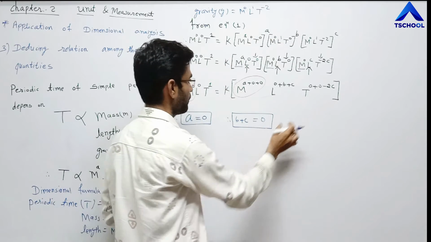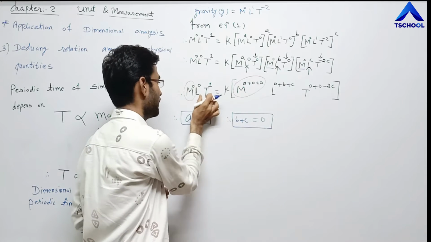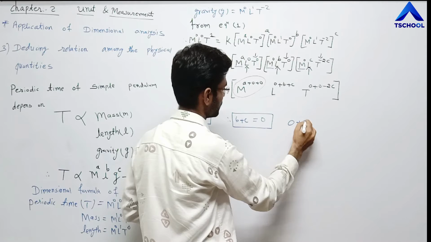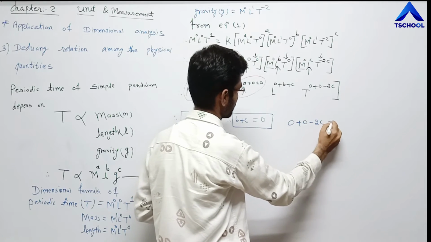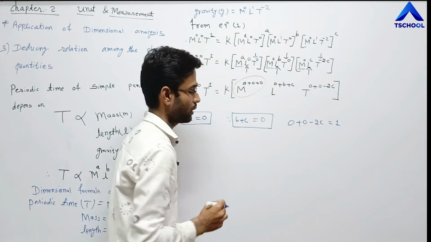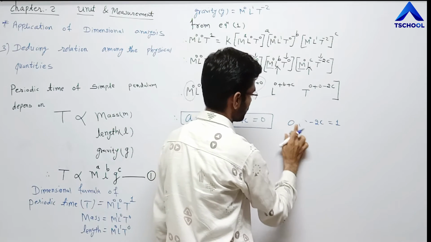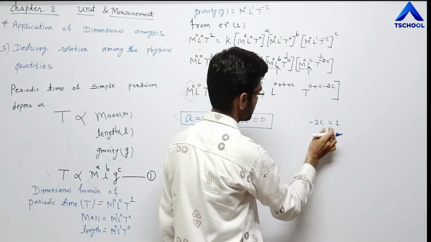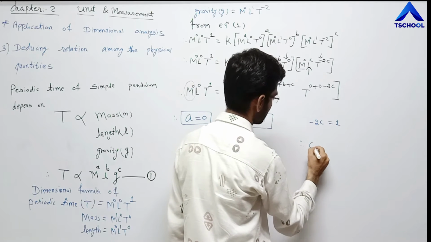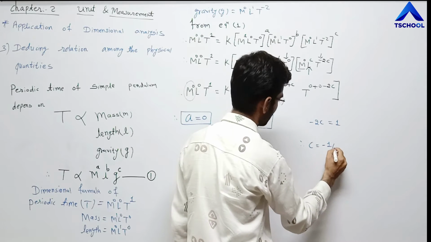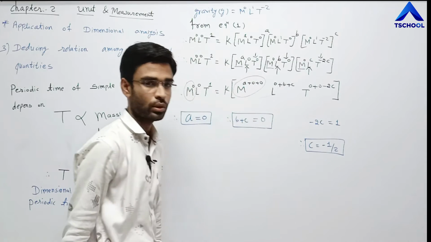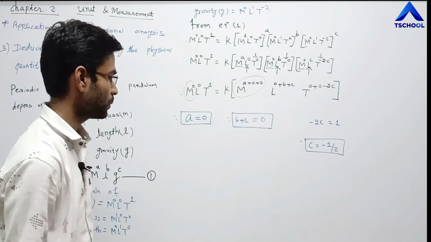Now compare power of T, left hand side and right hand side. 0 plus 0 minus 2C is equal to 1. Therefore C is equal to minus 1 by 2.